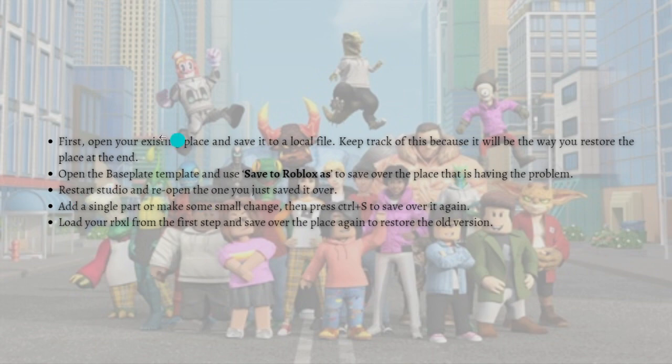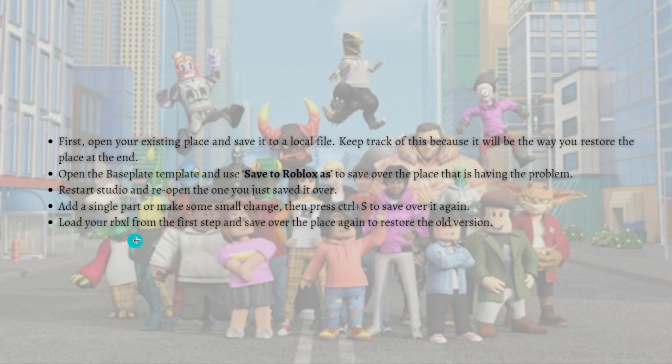These are all the steps that you need to do. First, just open your existing place and save it to a local file. Keep track of this because it will be the way you restore the place at the end. Open the base plate template and use Save to Roblox As to save over the place that is having the problem. Then restart Studio and reopen the one you just saved over.